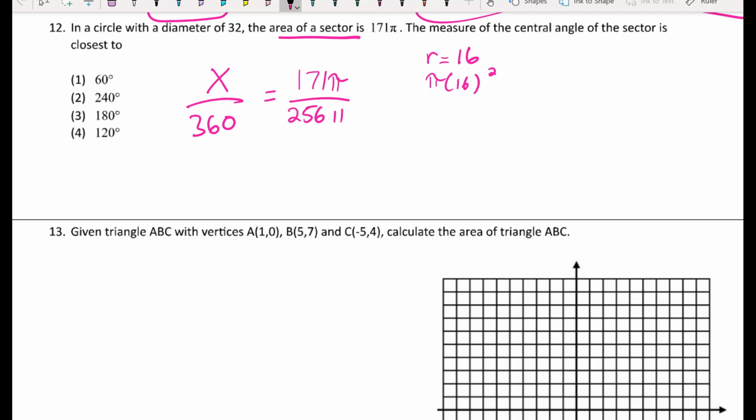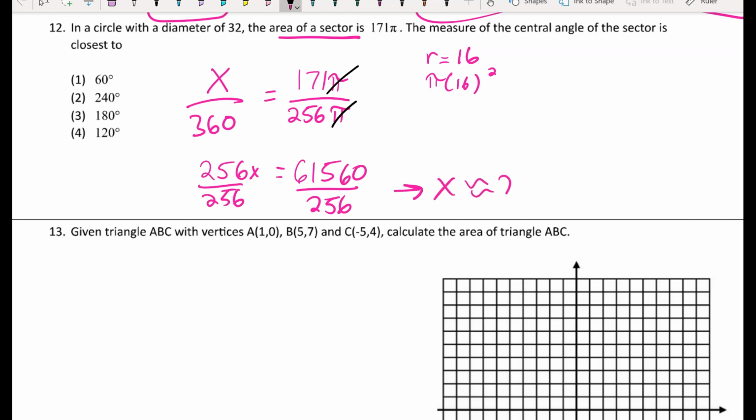And 16 squared is just 256. Again, if I'm dividing pi by pi, it might be easier just to reduce that there. If I cross multiply, 256x equals 61,560. And if I divide out the 256, you'll find that x is about 240 degrees.